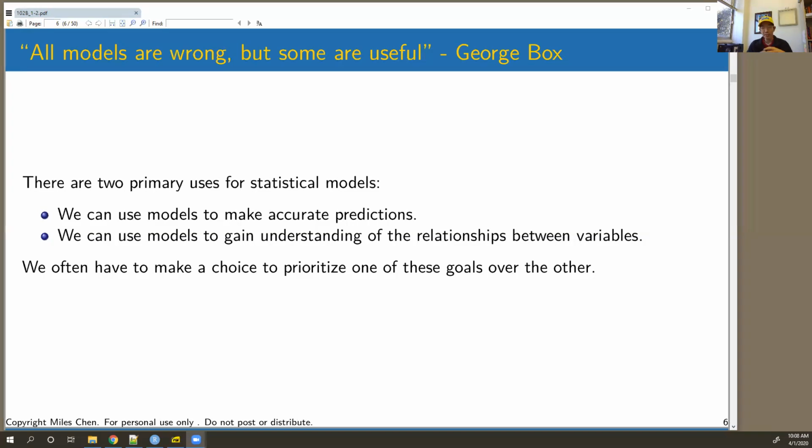And these are often the two priorities that you might have to choose between regarding which statistical model to use. Certain models are really good at making predictions. For example, we'll take a peek at neural networks. Neural networks are really good at predicting things, okay? But if you try to understand how the neural network is making these decisions, it's very, very hard.